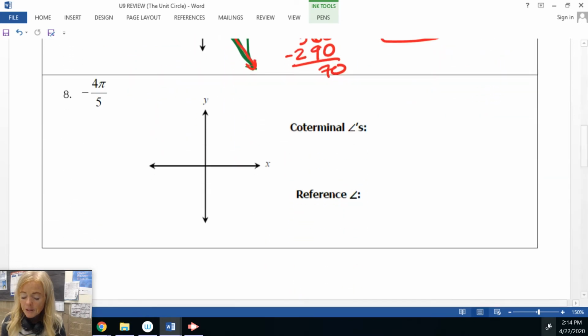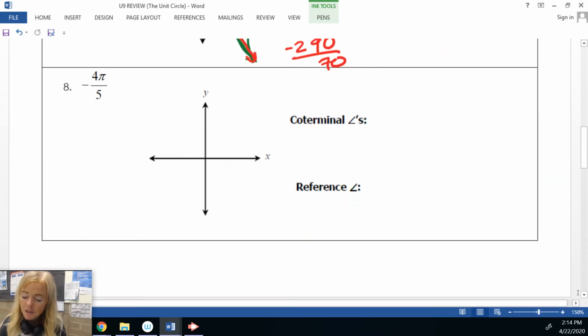All right, next one is negative 4 pi over 5. Now we have to go in the negative direction, so we're going to move negative this way. This denominator means that I'm moving to pi in 5 equal parts. So 1, 2, 3, 4, 5 to pi, but the top says I only want to go 4 of those. So 1, 2, 3, 4. Okay? And that's your angle.